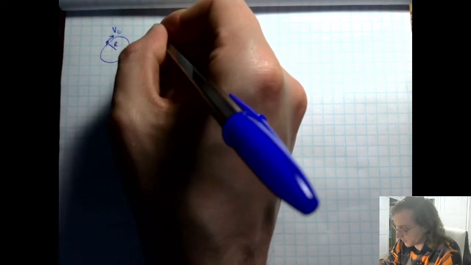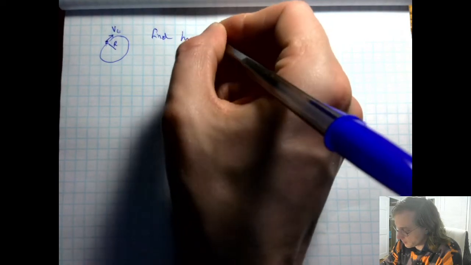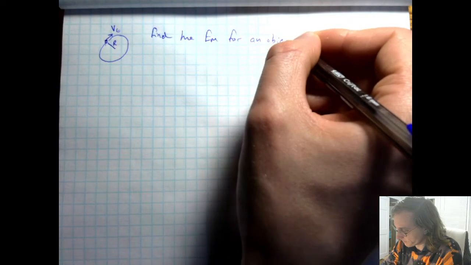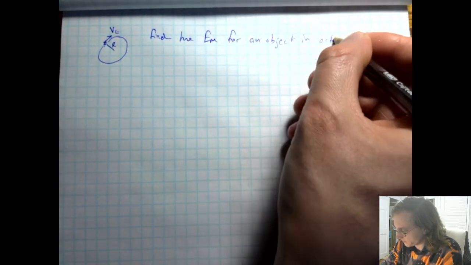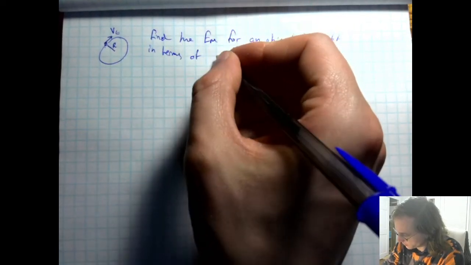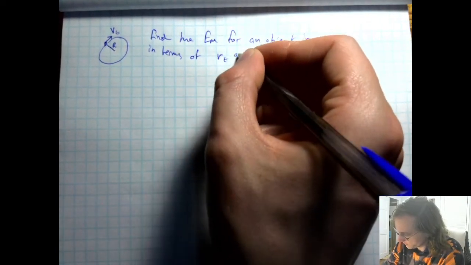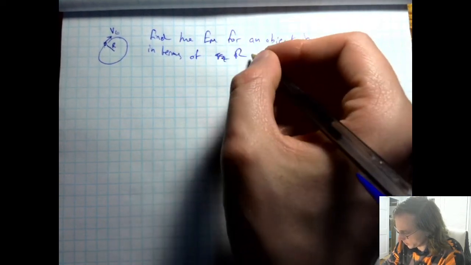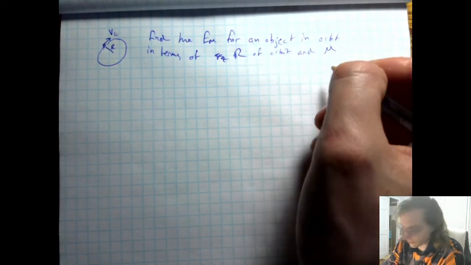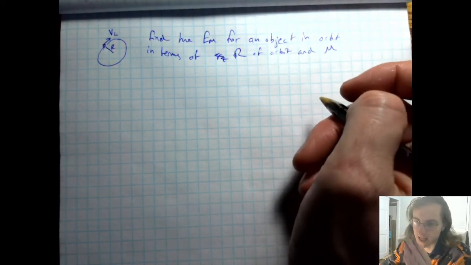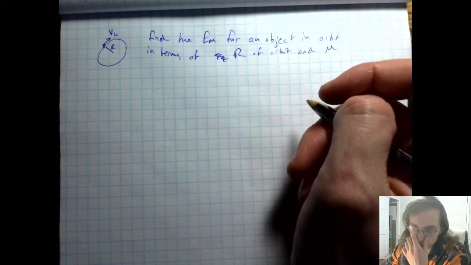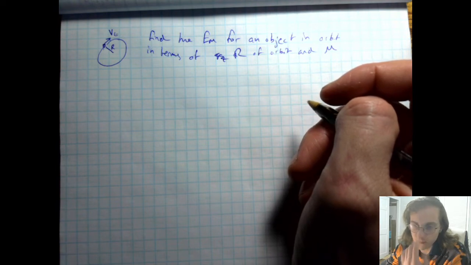So let's find the mechanical energy for an object in orbit in terms of its velocity, in terms of the radius of the orbit and the mass of the object that it's orbiting, which I'm just going to start calling capital M. Lowercase m is the smaller mass, capital M is the bigger mass. Saves you from writing some subscripts, helps out a little bit as far as effort and writing.